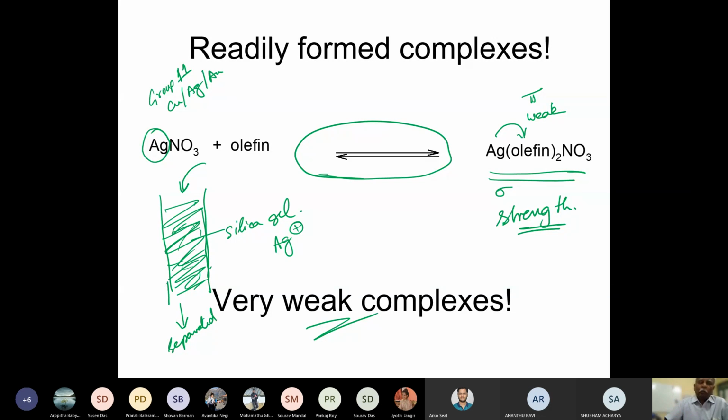And so what's going to happen is, based on the strength of this interaction, you're going to have strongly bound olefins stuck on the column. Weakly bound olefins are not going to be stuck on the column, and they're going to come out first. So eluted inversely proportional to this bond strength. Elution time, let's make it elution time.